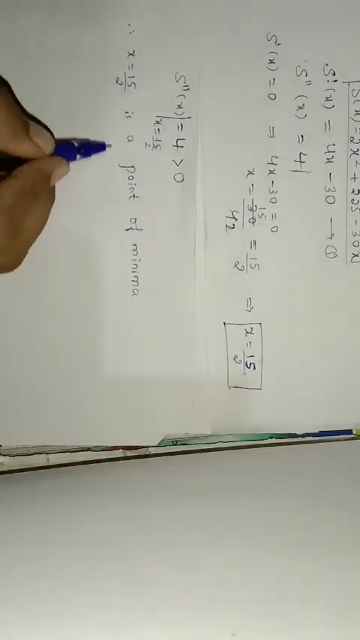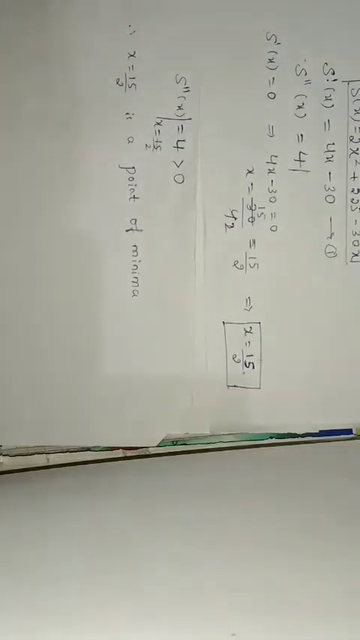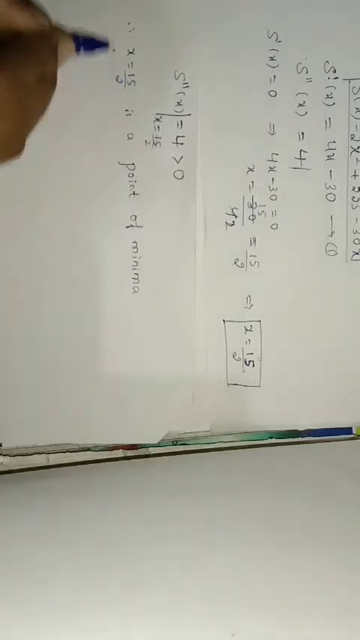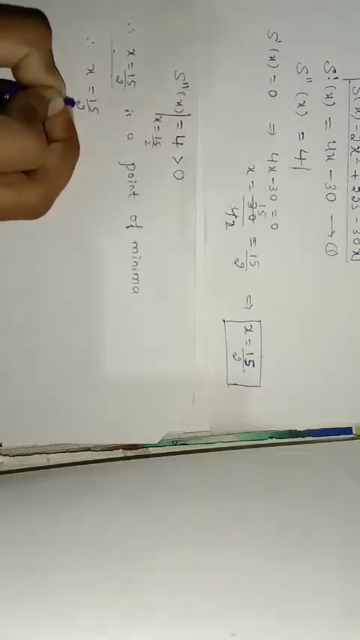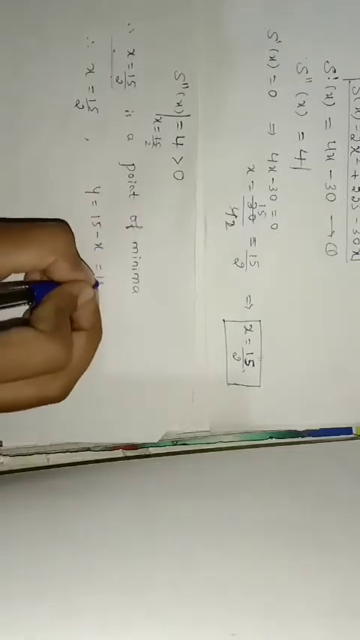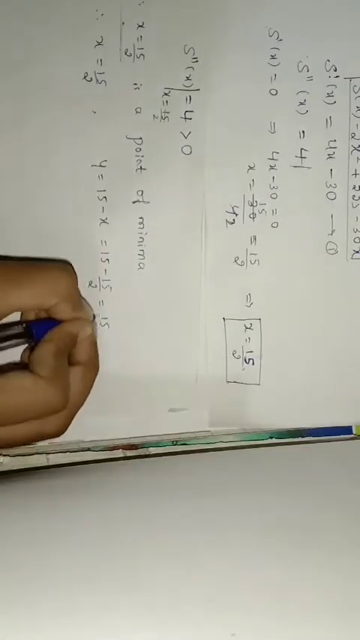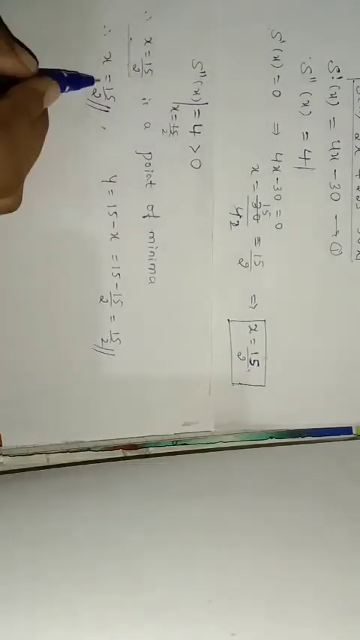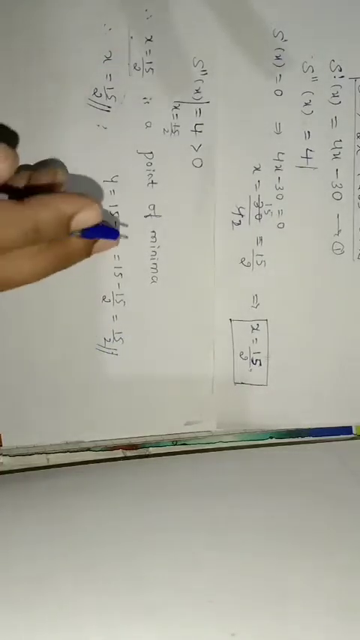Once it's a point of minima, they asked us to find the numbers whose sum of squares is minimum. So therefore x is equal to 15 by 2 and y is equal to 15 minus x, that will be 15 minus 15 by 2, which is again 15 by 2. So x is equal to 15 by 2 and y is equal to 15 by 2. Those two positive numbers are 15 by 2 only.